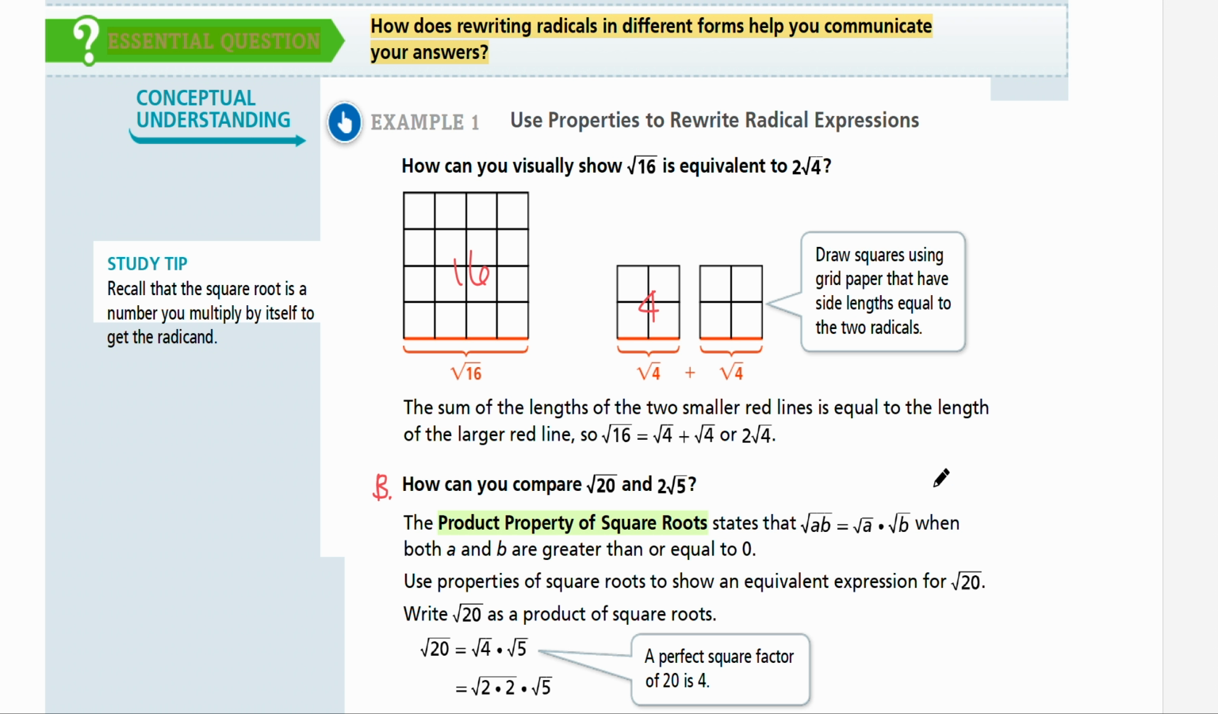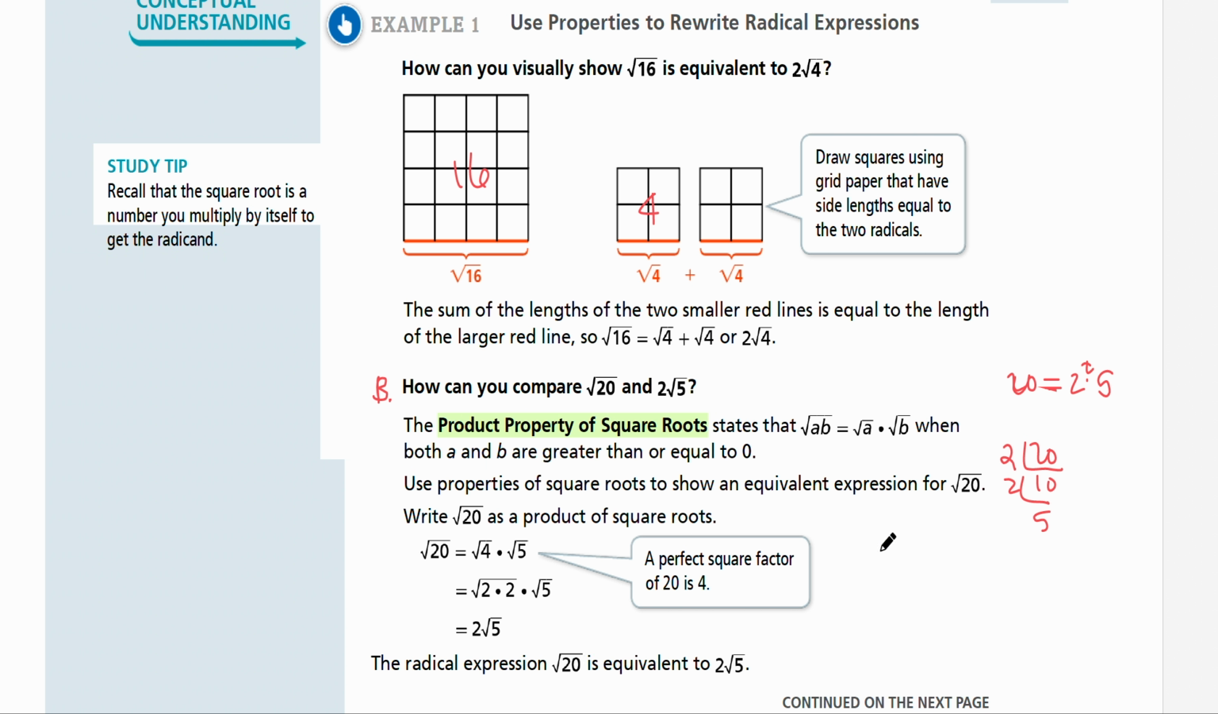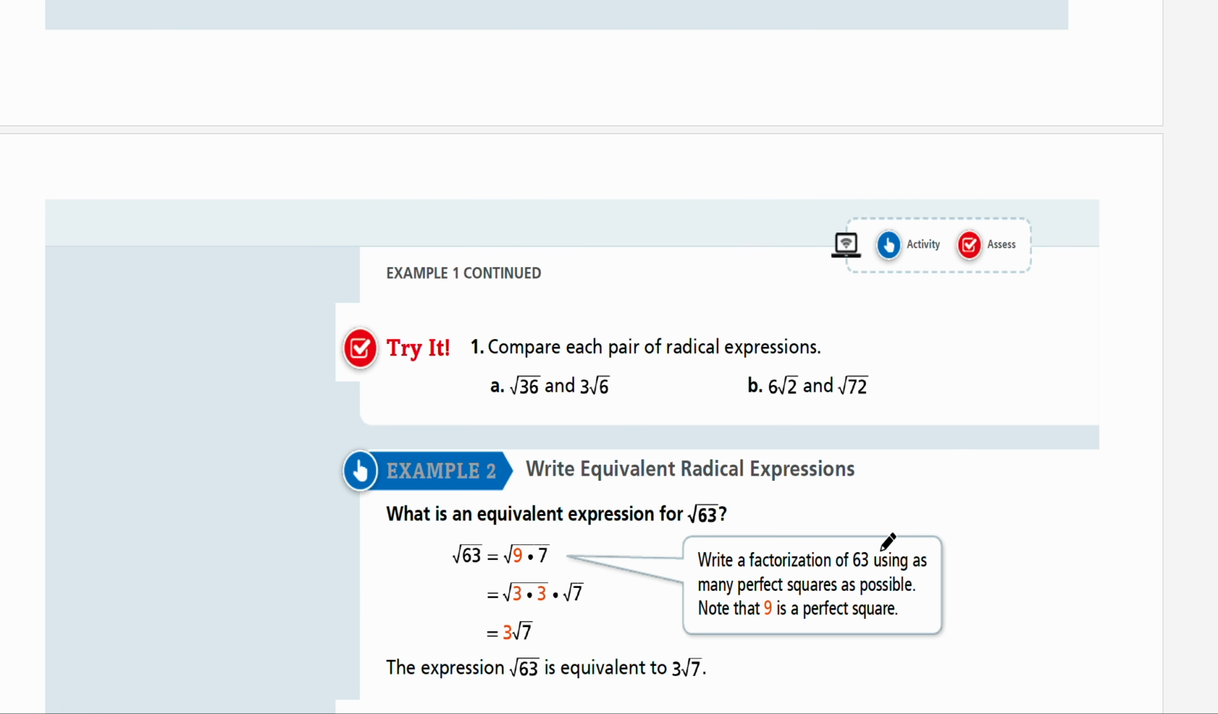So use properties of square roots to show an equivalent expression for root 20, which basically you want to look at the factors of 20, right? So if you use division, you'll see that 20 with prime factorization would be 2 squared times 5. And then you can rewrite that as root 4 times root 5, because root 4 is basically 2. So then you can simplify this and say root 20 is the same as 2 root 5. So the radical expression root 20 is equivalent to 2 root 5. Okay, so remember this product property of square roots, and we're going to use that in try 1.